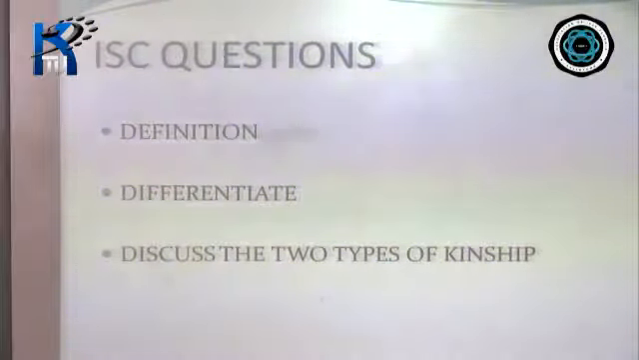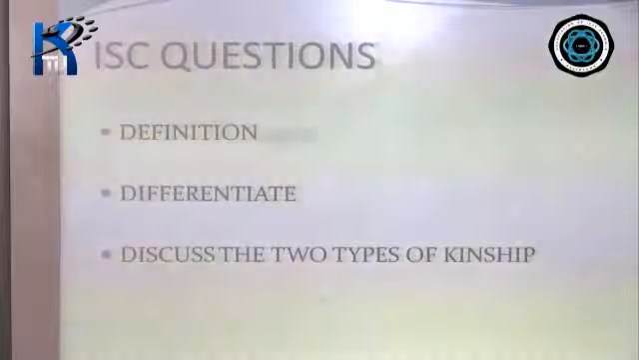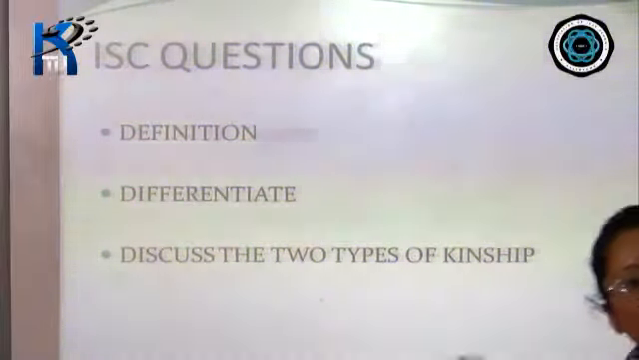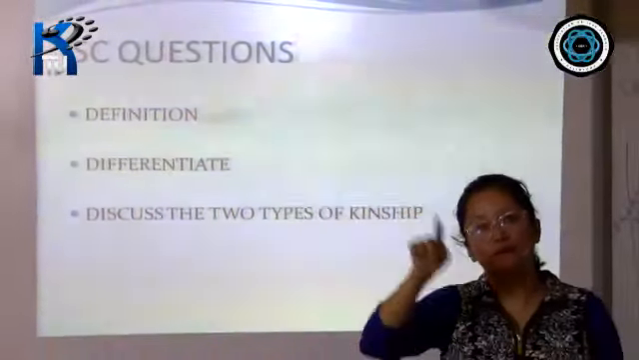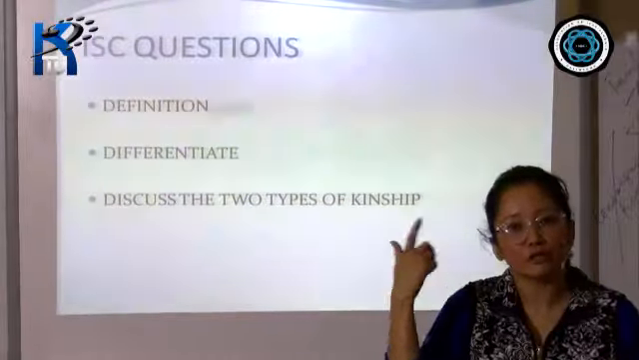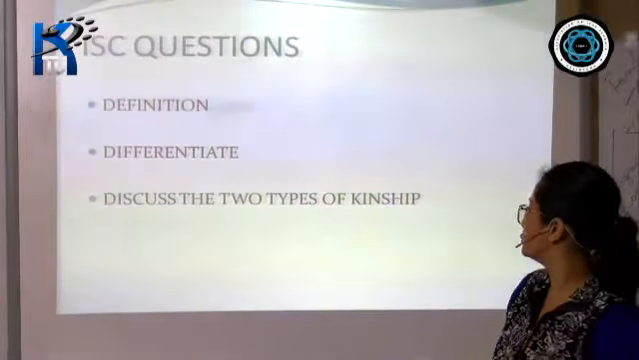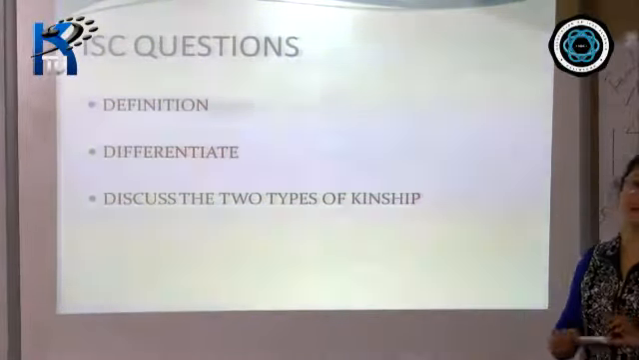But sometimes, just to confuse you, they might just ask you to discuss 2 types of kinship, where they have not given you what the 2 types are. And the diagram that I gave earlier, remember, of kinship and its 2 types, maybe that visual representation will help you to discuss the 2 types of kinship.